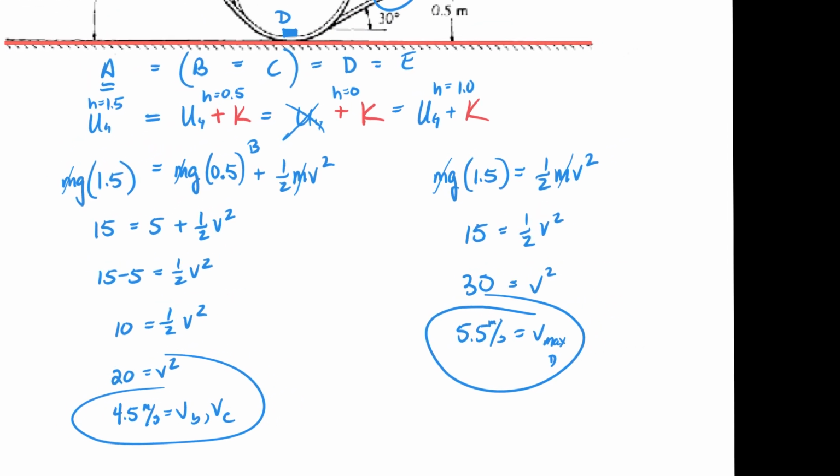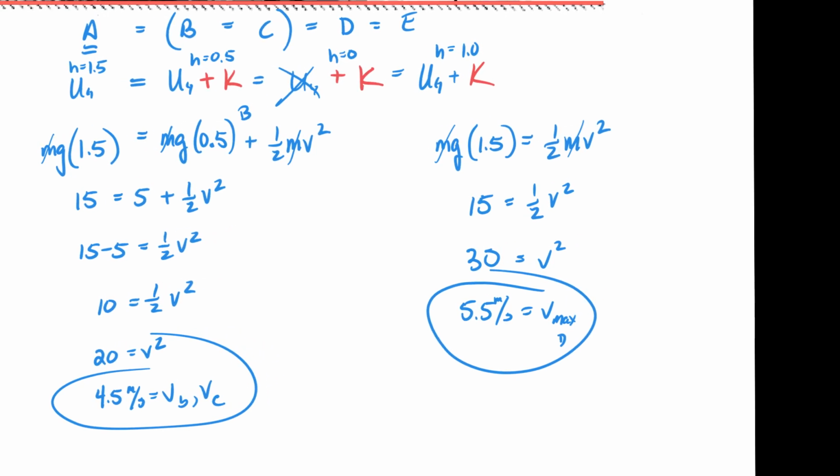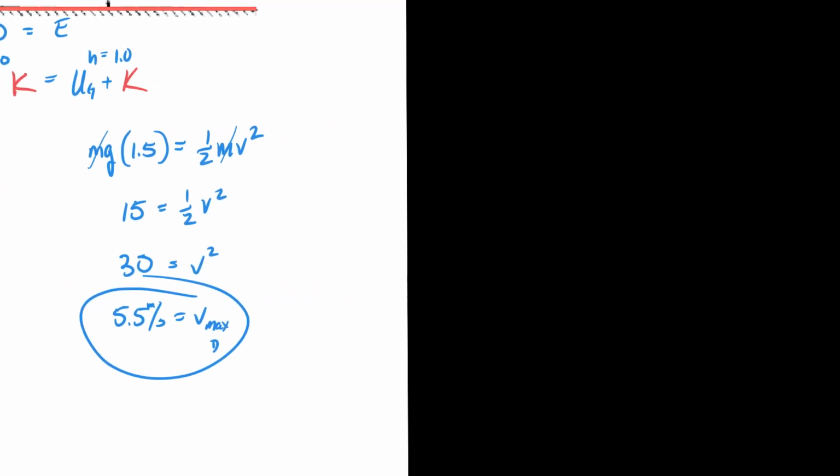Last one, let's find out the velocity at the top of that loop. That's when the height is 1.0. So I'm going to do mgh, where h is 1.5 again. This is the one I know, so I'm starting back here every time. That's going to equal mgh, but h now is 1.0 because we are 1 meter above the baseline, plus 1/2 mv squared.